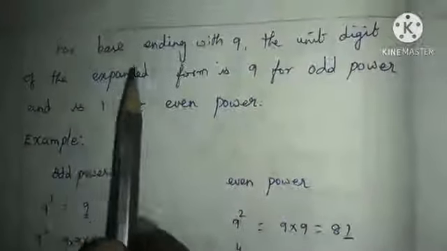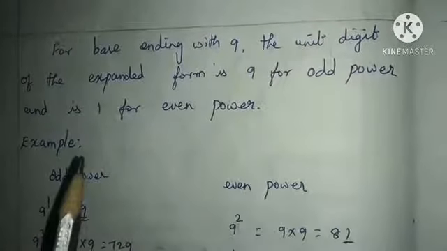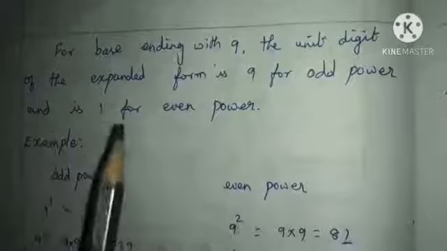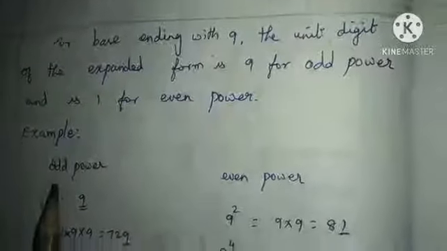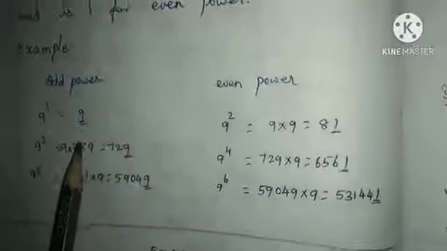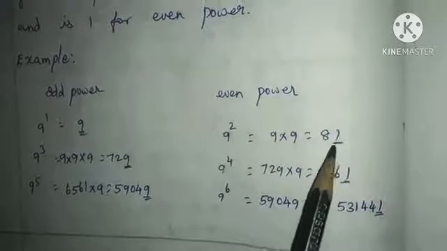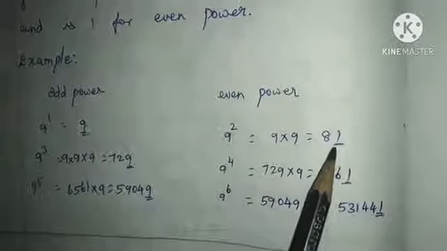Same way for base ending with 9, the unit digit in expanded form is 9 for odd powers and 1 for even powers. That is, when the power is odd, the unit digit remains unchanged, but when the power is even, we get the unit digit as 1.